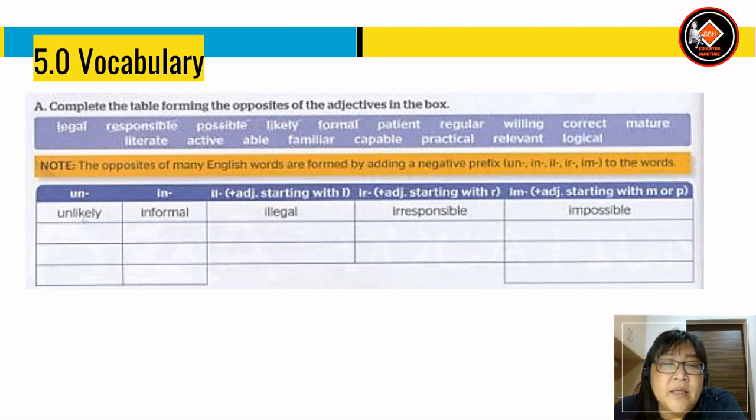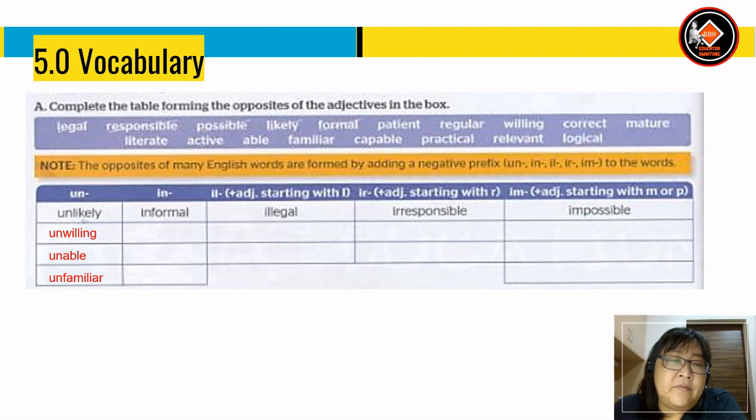The opposites of many English words are formed by adding a negative prefix like un, in, il, ir, im, to the words. So let's look at the table here. So you have un, in, il, and then ir, then you have im. So the first one, un, will be unlikely. In, for example, is informal. Il will be illegal. And then you have ir, irresponsible. Im will be impossible.